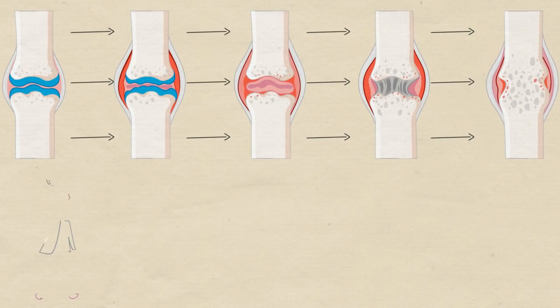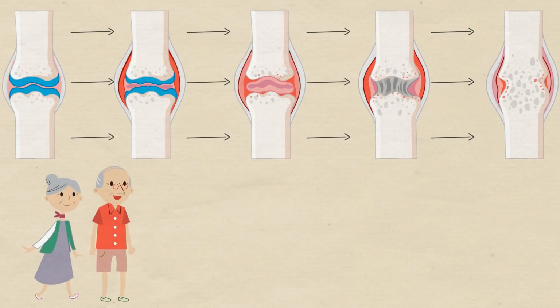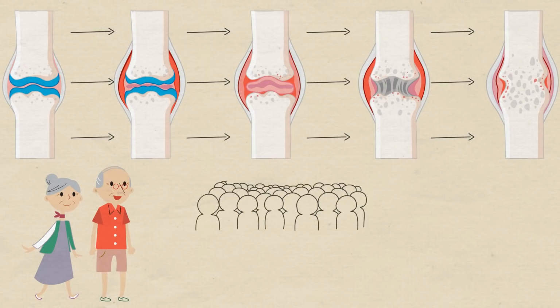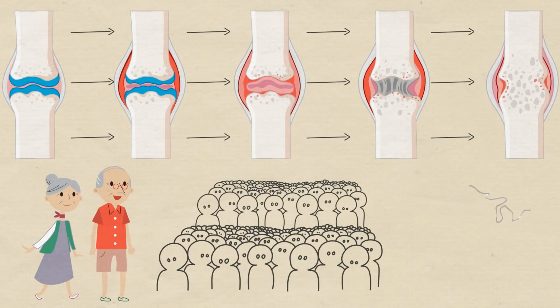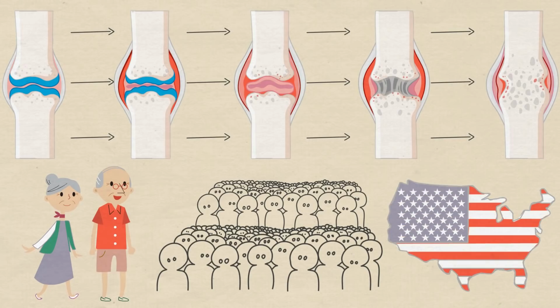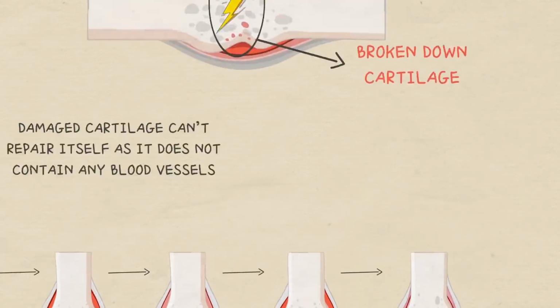Osteoarthritis occurs most commonly in older population, although it can occur in adults of any age and is a leading cause of disability and affects more than 30 million men and women in the United States alone. Let's begin by understanding how osteoarthritis develops.